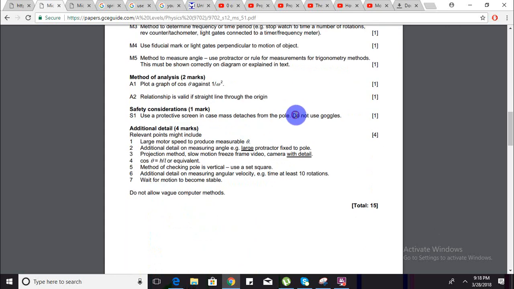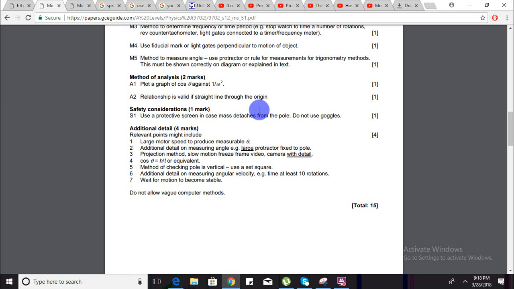Unfortunately, goggles aren't allowed. You have to use a protective screen in case mass detaches. I honestly don't know why goggles don't make sense. It's going to be a bit difficult to do all of this through a screen after all. So unfortunately 2 marks might be cut, and I'm feeling a bit disheartened at the moment.